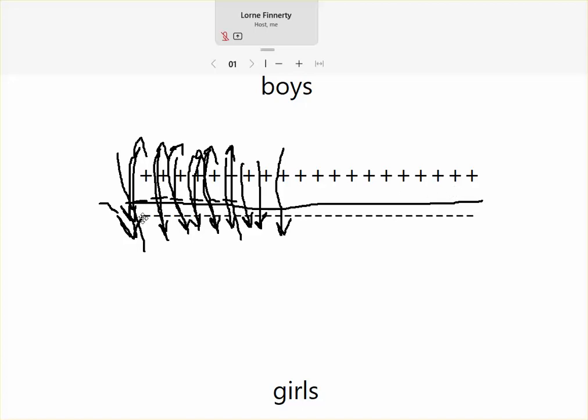The gates close almost immediately and it repolarizes. Cool? Okay.